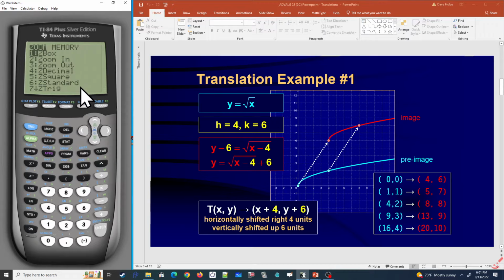number 6, ZStandard. The issue with that is that it does distort the graph because it ends up looking a little wider than it should be, because your -10 to 10 is supposed to be the same distance as height-wise, and this calculator has a little wider width than its height. So I would like to have a 1-to-1 ratio. So I'm going to pick number 4, ZDecimal, and I'm going to hit enter.